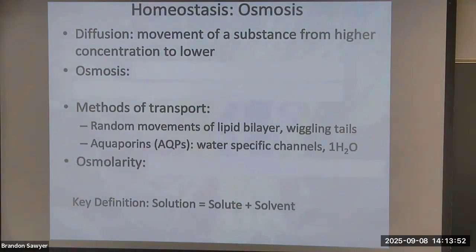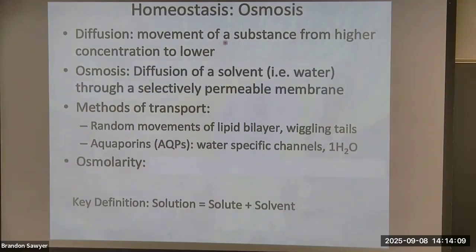Okay. All right. So our next homeostatic mechanism, we talked about pH on the first day, is osmosis. Diffusion, we already talked about, is the movement of substances from higher concentration to lower. Osmosis is diffusion of a solvent. Really, we're going to be talking about water. It's water moving through a selectively permeable membrane. And osmosis is going to be moving towards the space where there's more solute. We'll keep talking about what that means in a second.